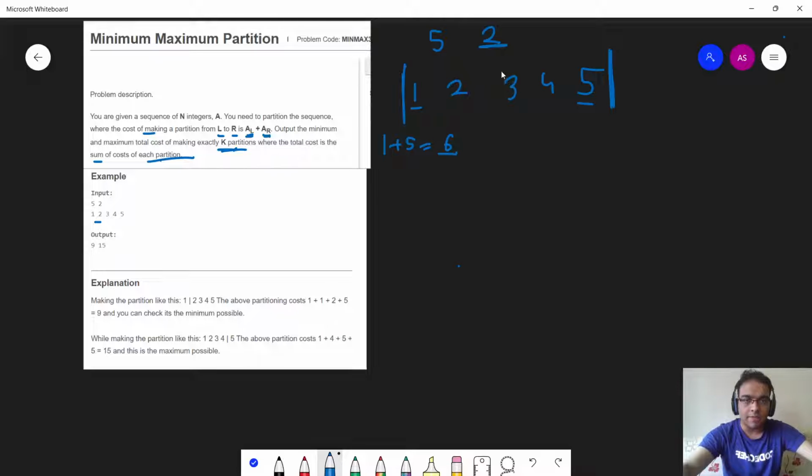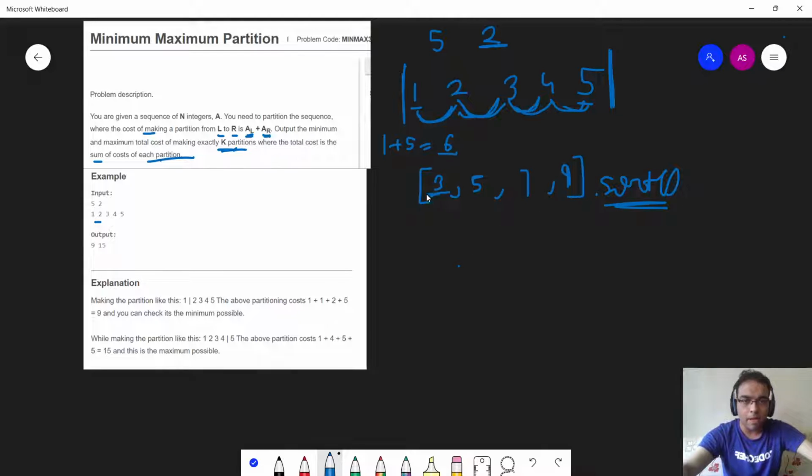Now how to determine where to partition to obtain my minimum or maximum answer? The observation is simple. We'll take every two adjacent sums and store them somewhere. So we'll take the sum of 1 plus 2, which is 3; 2 plus 3, which is 5; 3 plus 4, which is 7; and 4 plus 5, which is 9. This is the way. Now we'll sort this array. In this case the array is already sorted, but we'll sort it.